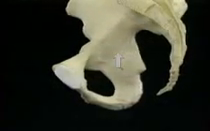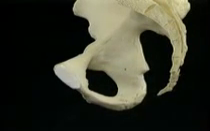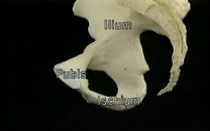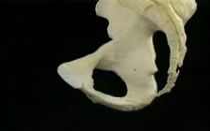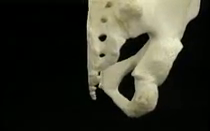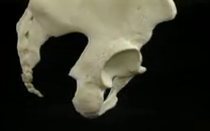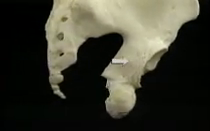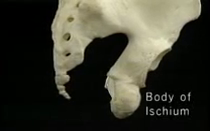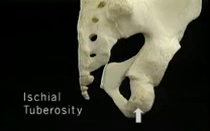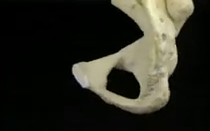This massively thick part of the hip bone is formed by the fusion of the ilium, the pubis, and the ischium. It's smooth on the inside and on the back. It's deeply indented on the outside by the socket of the hip joint, the acetabulum. This is the body of the ischium, which ends below in this impressive projection, the ischial tuberosity, which is what we sit on.